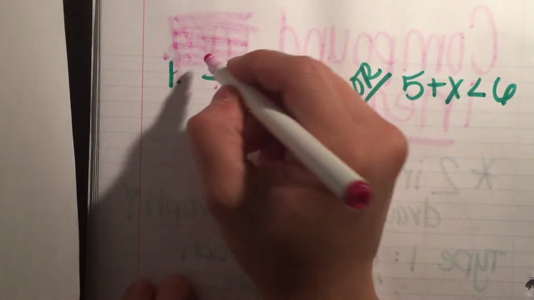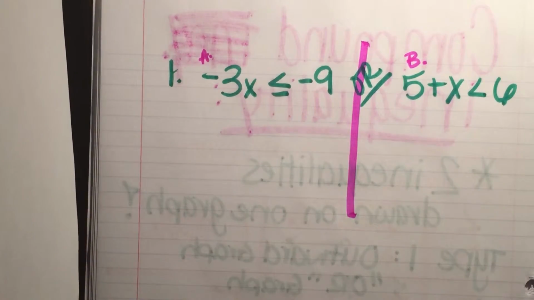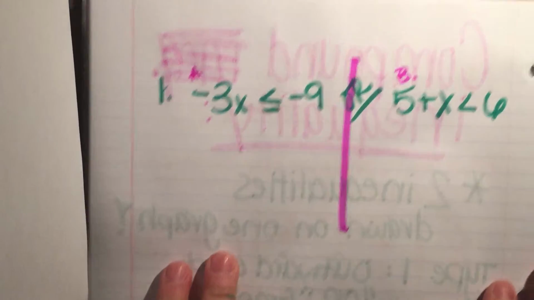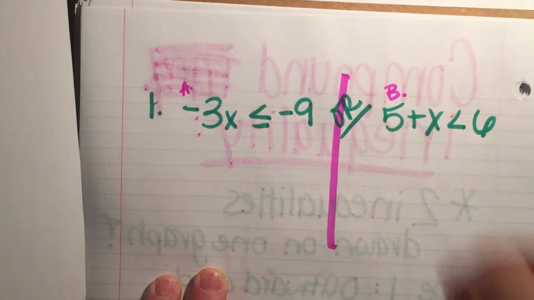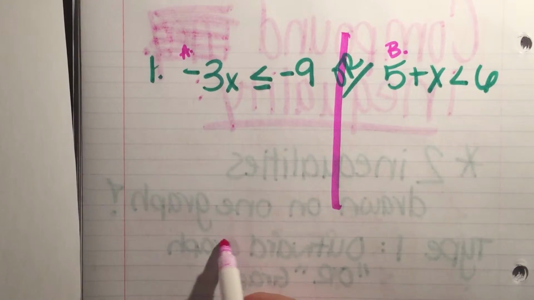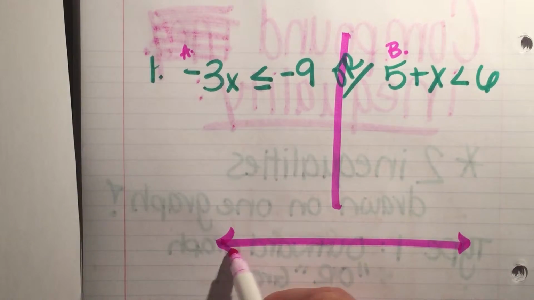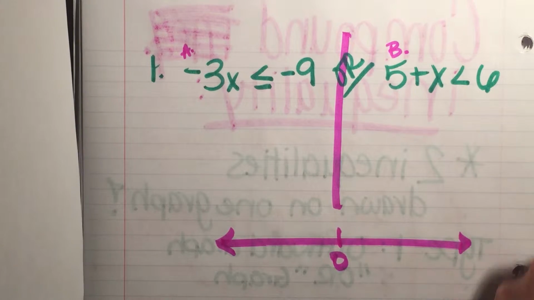Now you guessed it. We have inequality A and inequality B. So I'm going to draw a line because I want to know that I have to work one problem with one answer and another problem with one answer. But I'm also going to do another piece of prep work. I'm going to draw my number line so I know I only have one to use.